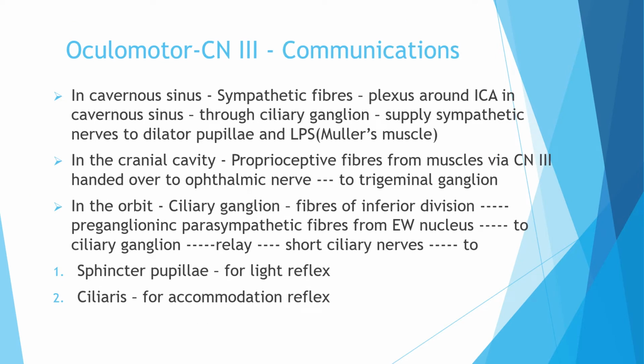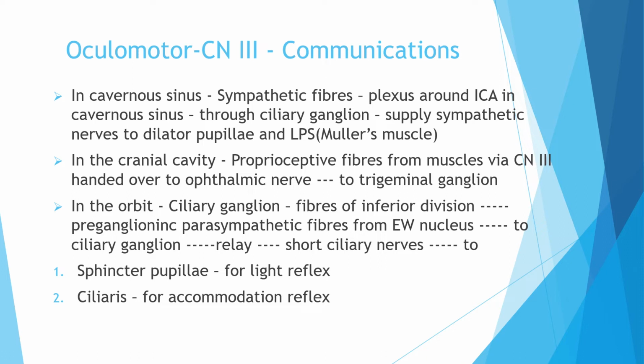What are the communications of the third nerve? In the cavernous sinus, there is the internal carotid artery with the sympathetic plexus around it. So this third nerve communicates with this plexus, and the sympathetic fibers go to supply the dilator pupillae muscle and the smooth or the sympathetic part of levator palpebrae superioris, which is called the Mueller's muscle. In the cranial cavity, it is communicating with the trigeminal nerve, so that the proprioceptive fibers are handed over to the fifth nerve, that is the ophthalmic branch.